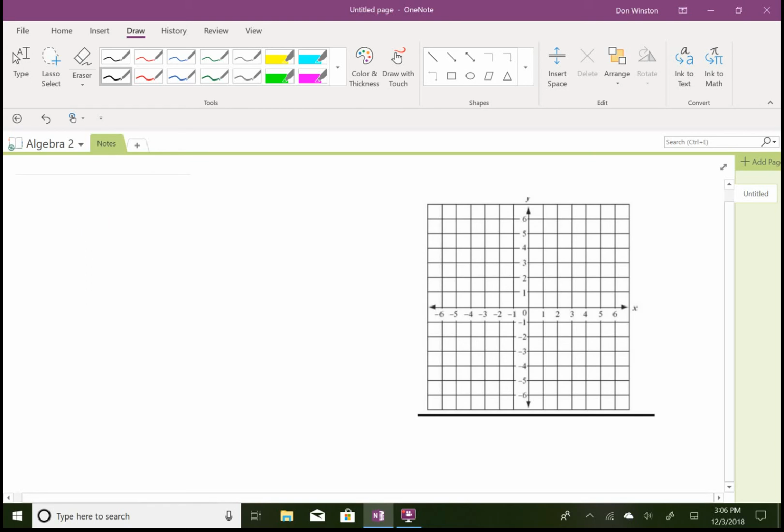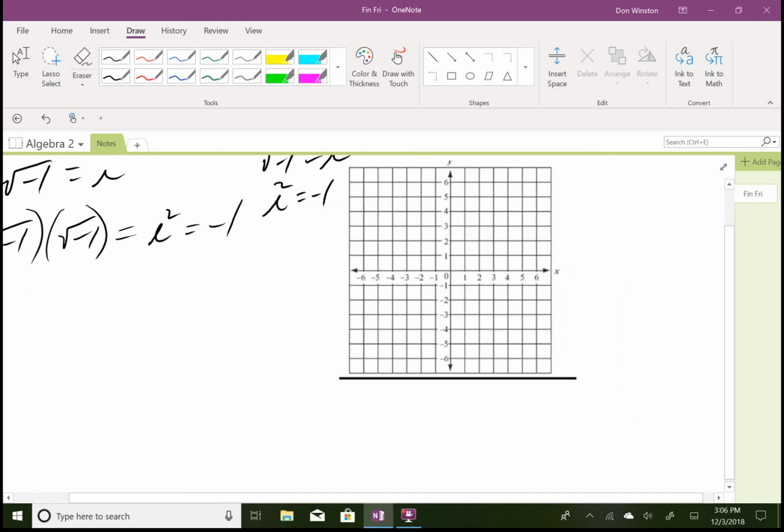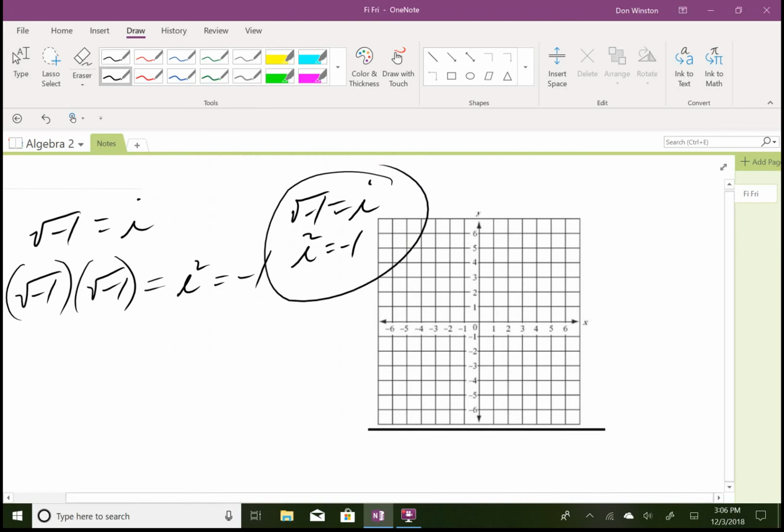We'll define that the square root of negative 1 is equal to i, and if I take the square root of negative 1 times the square root of negative 1, that will just equal i squared, which we'll say equals negative 1. So the two things we have to remember when we work with imaginary numbers are that the square root of minus 1 is equal to i, and i squared equals negative 1. Very, very important. We have to keep that in mind.